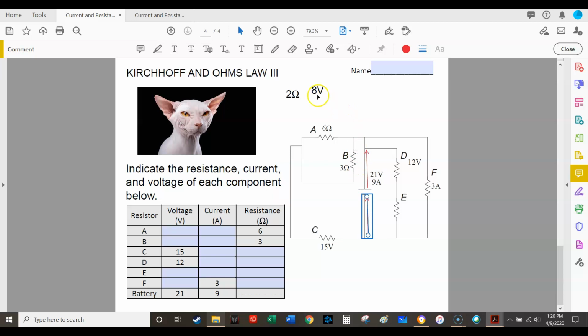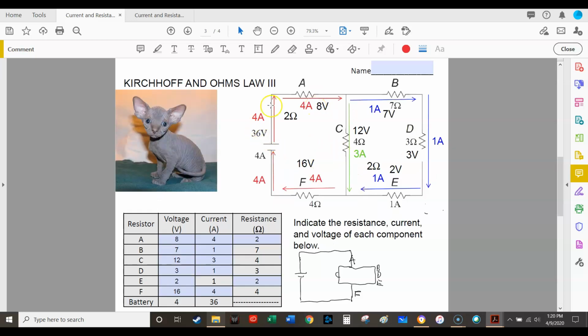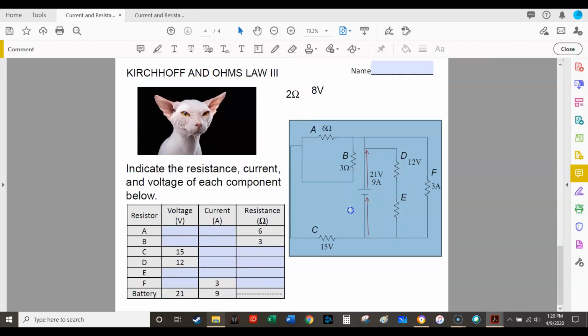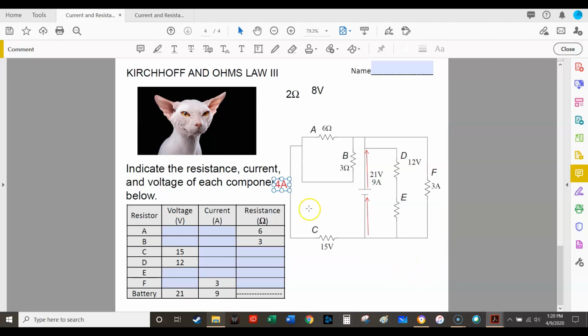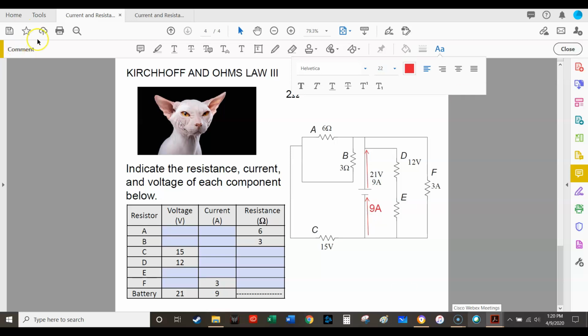Okay. And what I'm going to do is go up here and grab this guy. And try to use the same colors that I was using before. So we know that this is going to be 9 amps coming in.